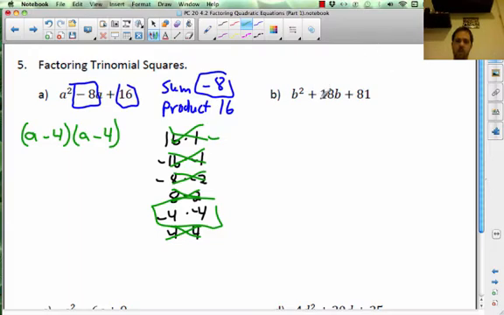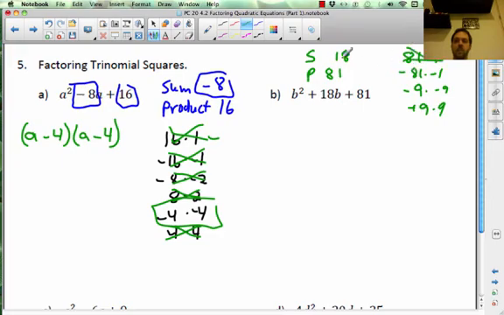Let's move on to the next problem here, and employ the same strategy. So our sum, we need two numbers that add up to 18, and we need two numbers that multiply together to give us 81. So let's start by listing the factors of 81. There aren't many. 81 times 1, negative 81 times negative 1, negative 9 times negative 9, and of course 9 times 9, both positive. Choose the two that add up to positive 18.